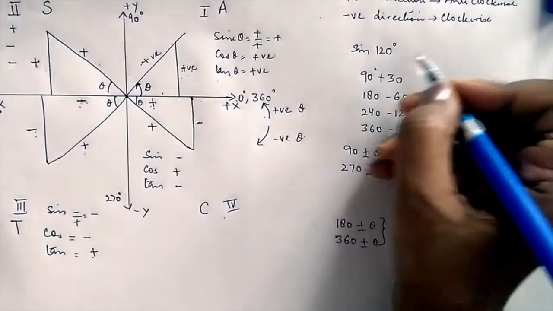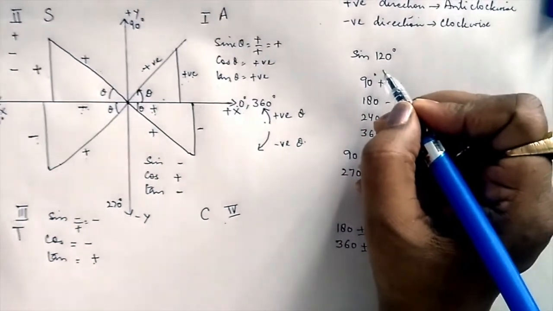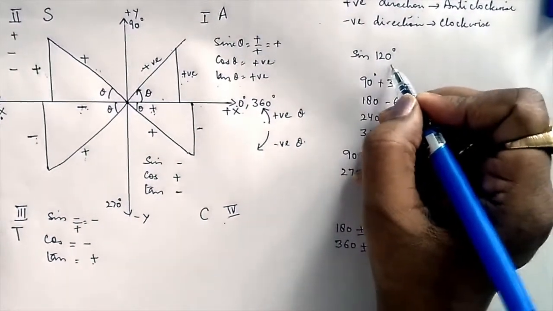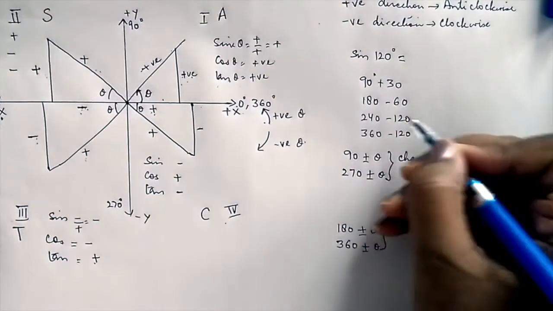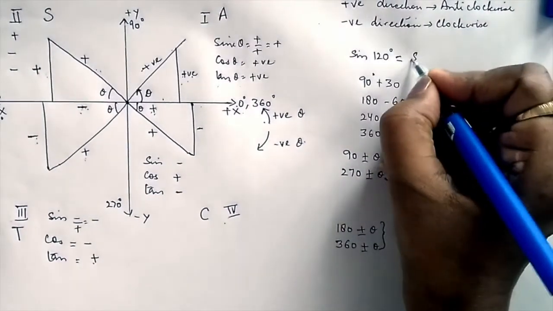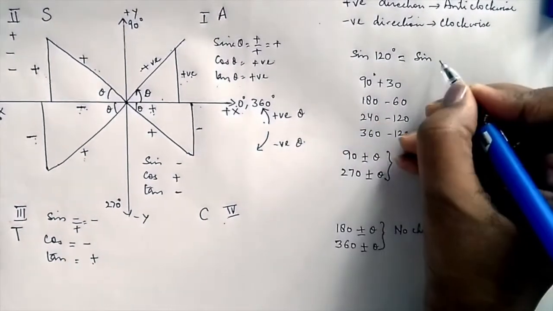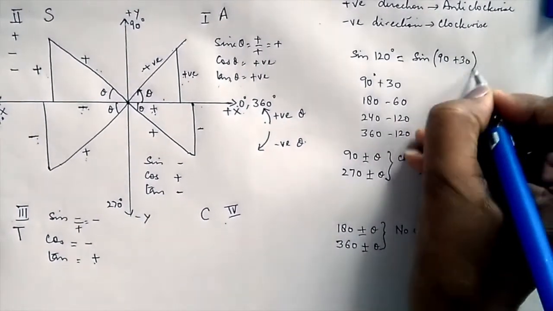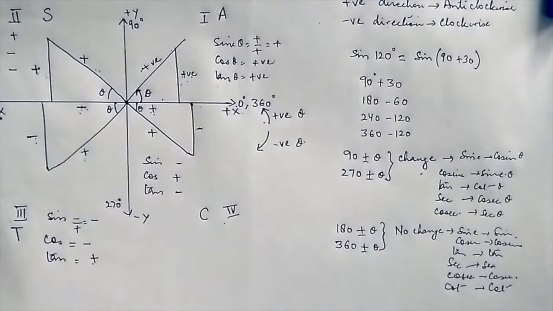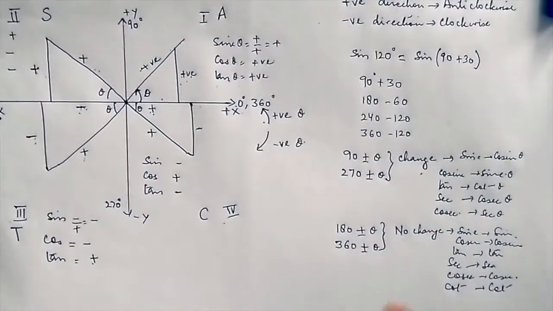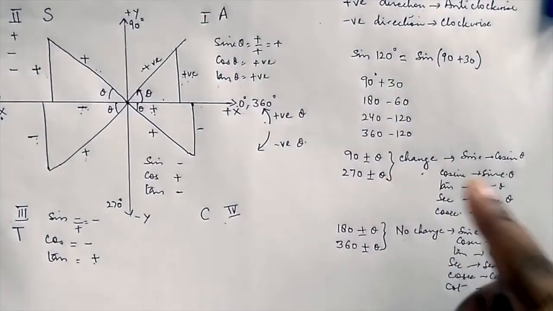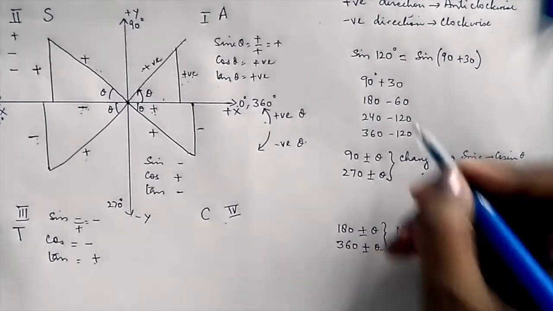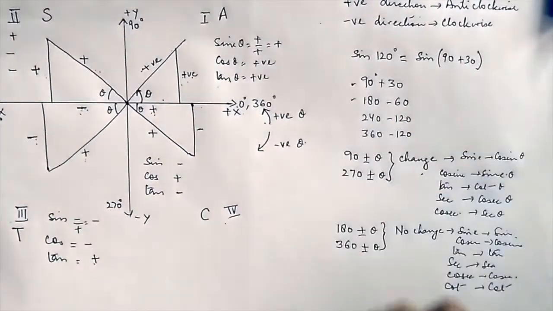Now see. Going back to my statement, I was talking about sine 120. I'm going to write this as sine, because sine is positive in this quadrant. I'm taking this as 90 plus 30. There is no fixed rule that you have to take 90 plus only. You could also take it as 180 minus 60. Either way, you could go with this or you could go with this.